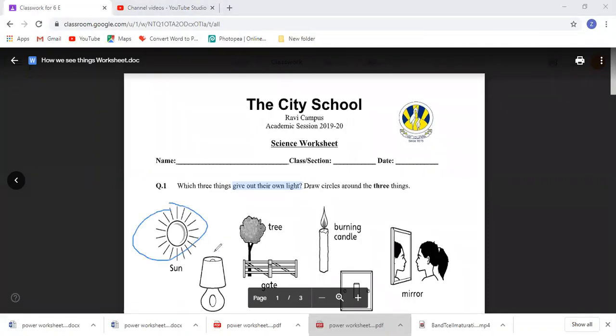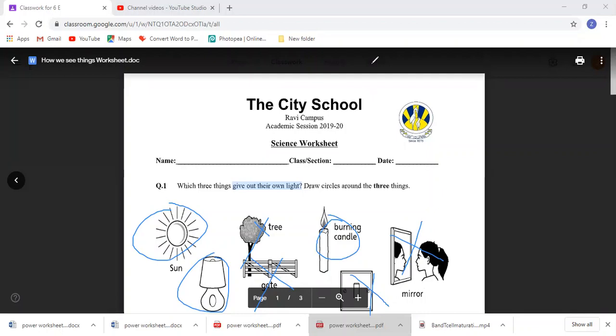The sun is a luminous object, a lamp is a luminous object, a burning candle is a luminous object. A tree does not produce light, a gate does not produce light, a mirror, even though it looks shiny and bright, does not produce light, a switch does not produce light, but rather the bulb produces light, right? So please do not confuse it.